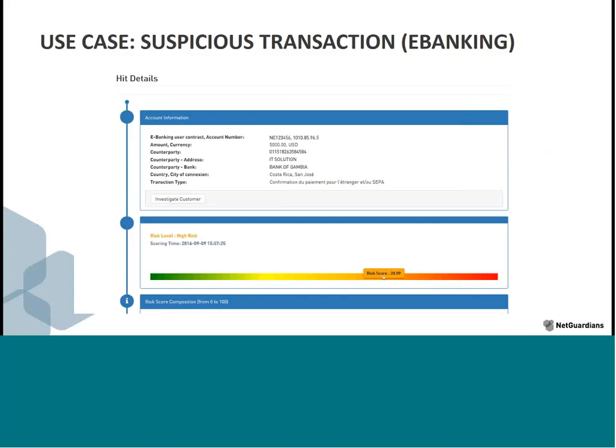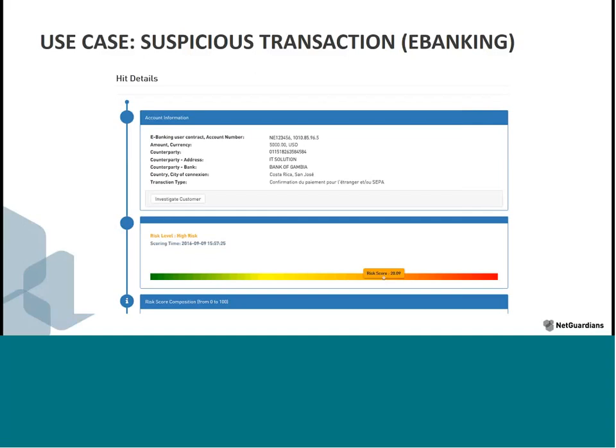So this is an example of a hit. As you can see here, there's a transaction of $5,000. The counterparty is the Bank of Gambia, and this money is moving to Costa Rica through the SEPA method of payment, usually used around the European Union. But that's just some of the attributes of this transaction.